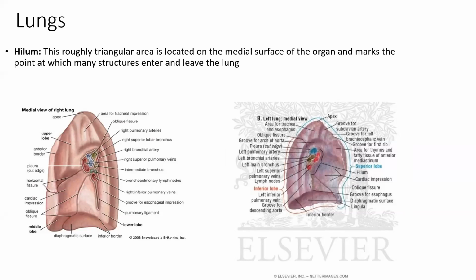So it acts as the only point of attachment between the lung and the other thoracic structures. While both hila, which is the plural, contain the same general structures, there are subtle differences in how these structures are arranged.